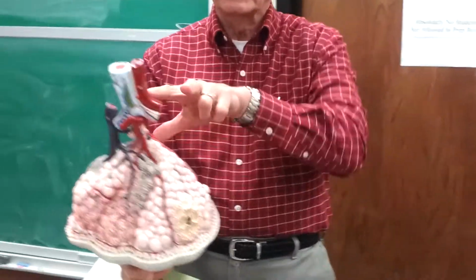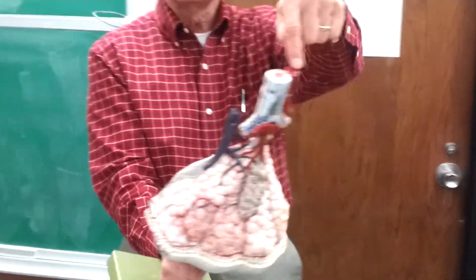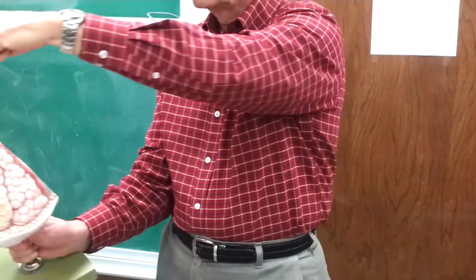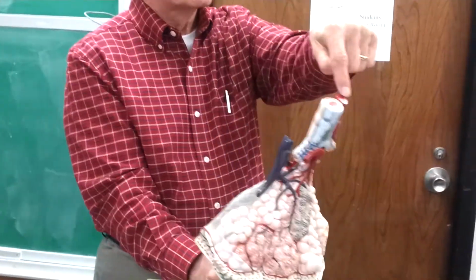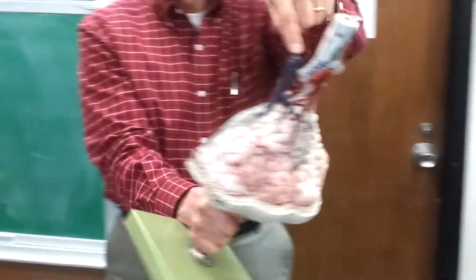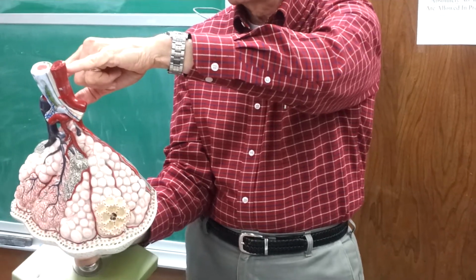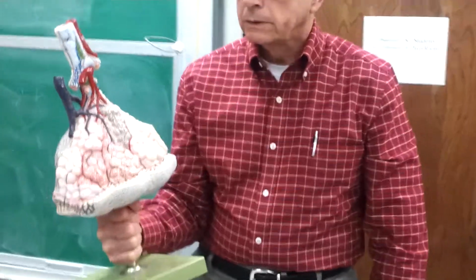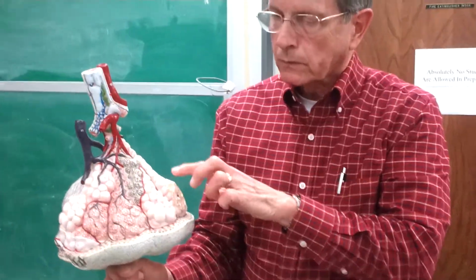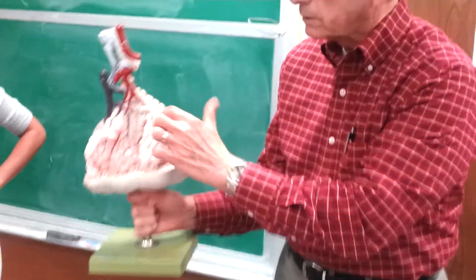All right, now we got some blood vessels here. What would we say this one is? A vein. Which vein might this be? Pulmonary vein. All right. What about this one? Pulmonary artery. Colors are switched, right, for a reason. All right. That's good.